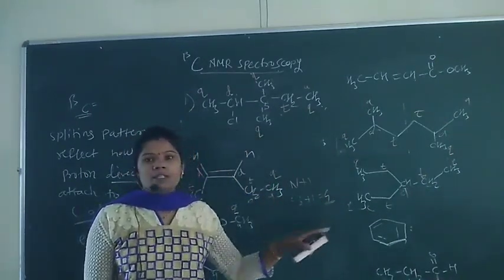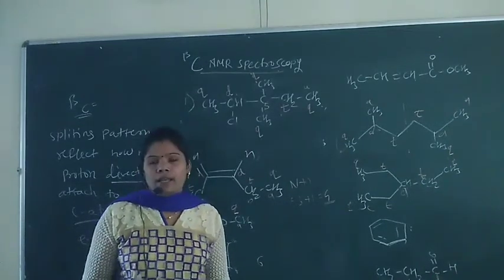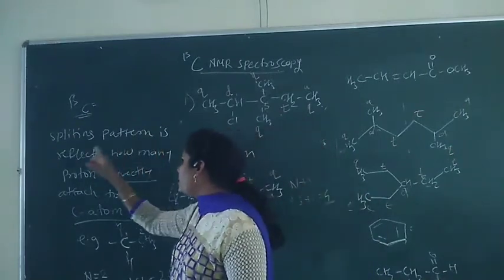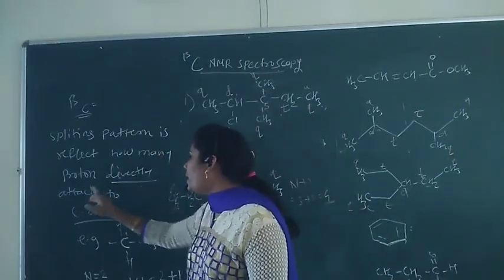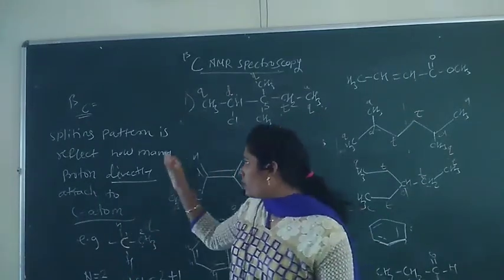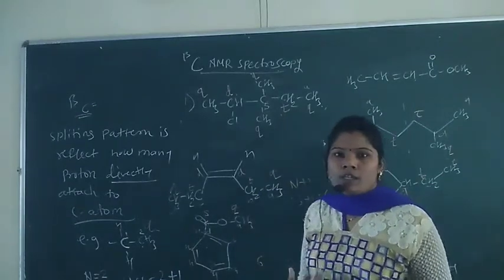This is all about the type of splitting pattern. They show singlet, doublet, triplet according to how many protons are directly attached to the carbon atom. According to that, in carbon-13 NMR we can find out the type of splitting.